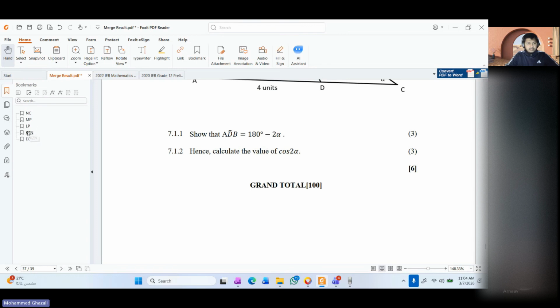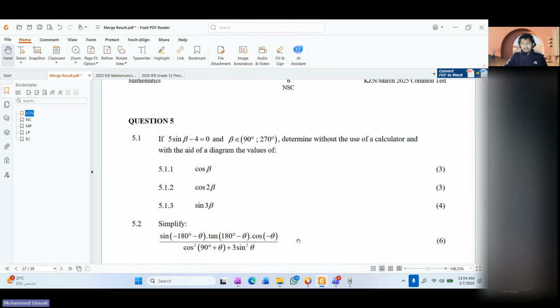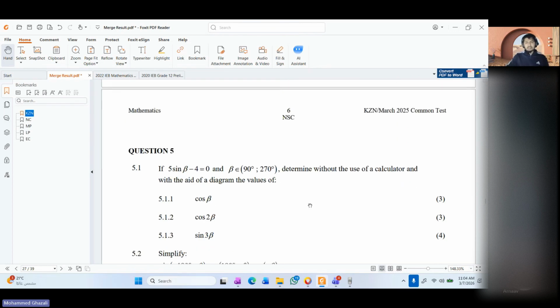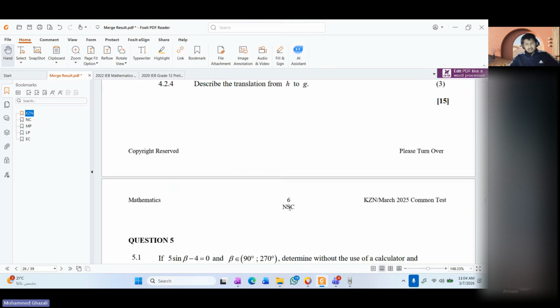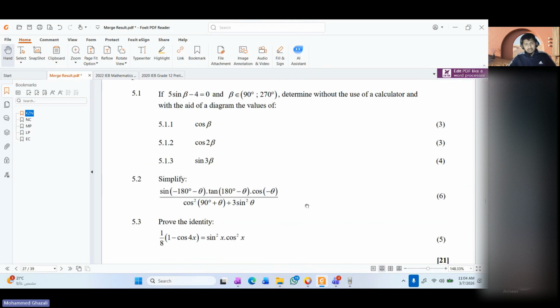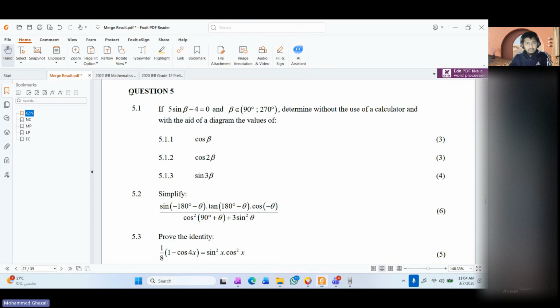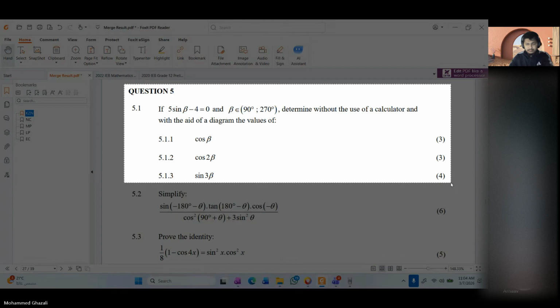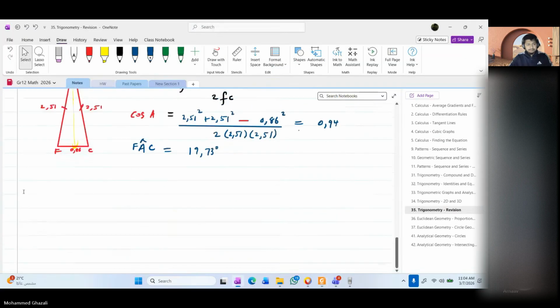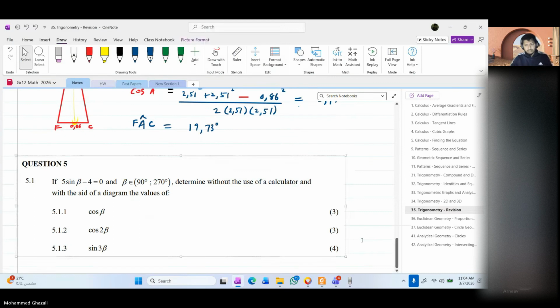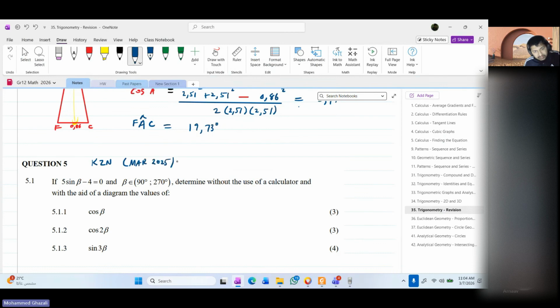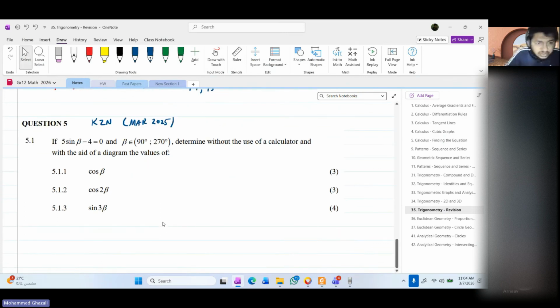Okay, let me solve this paper first, since we are in KZN. I want to solve some trigonometry questions from the different provinces. Obviously, these are important because there are some difficult questions here. So this is coming from KZN, March 2025, last year's KZN paper. Now, let's have a look at this question.